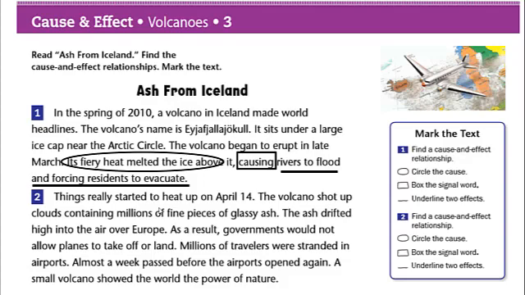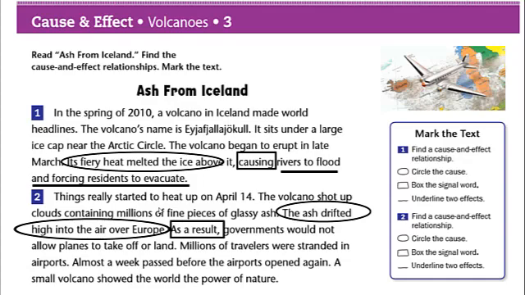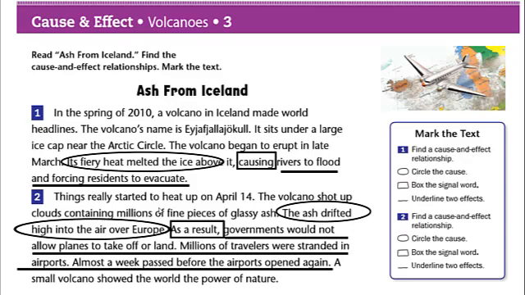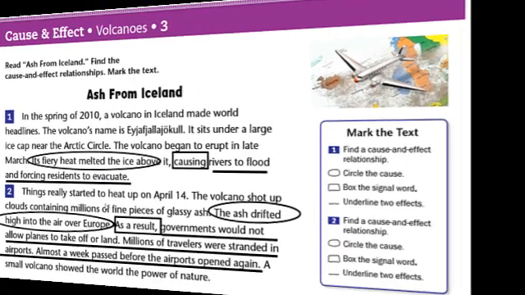All right, so we're going to find our cause. The cause is the ash drifted into the high air over Europe. And we're going to circle the cause. The signal word is as a result. But there were two effects because of this ash drifting high into the air over Europe. Two things happened because of that. Governments would not allow planes to take off. Millions of travelers were stranded in airports, and it almost made a week pass before the airports opened up again. So there are some cause and effect relationships.